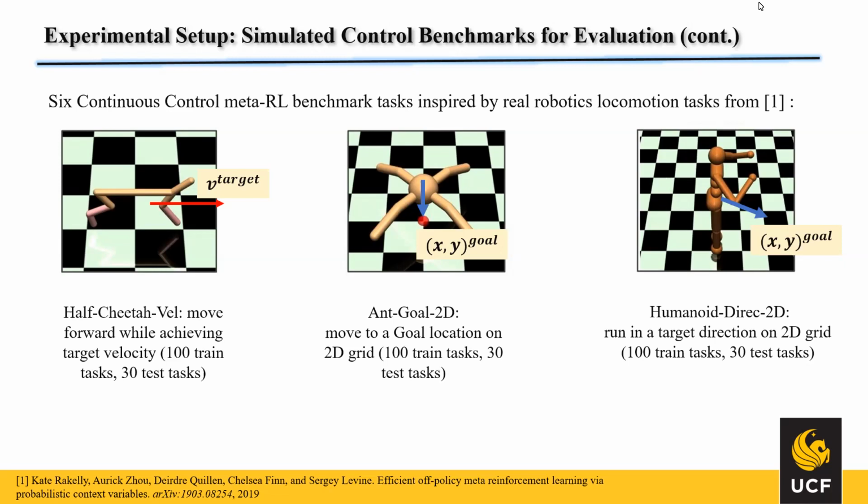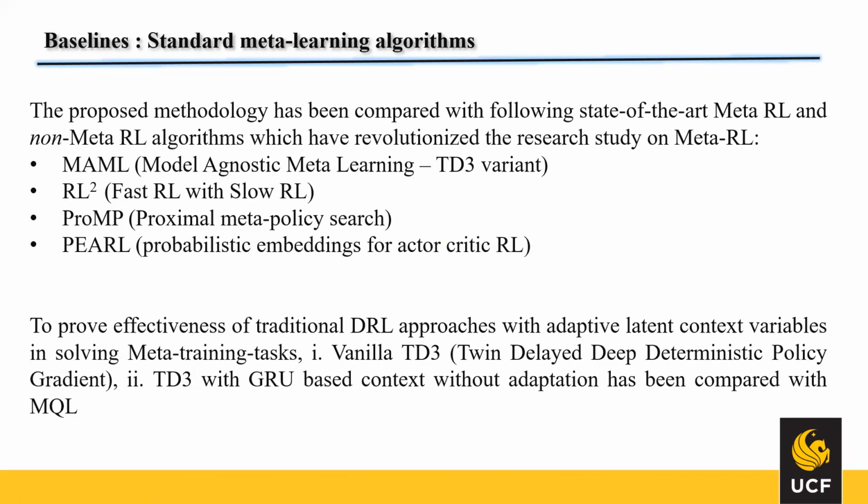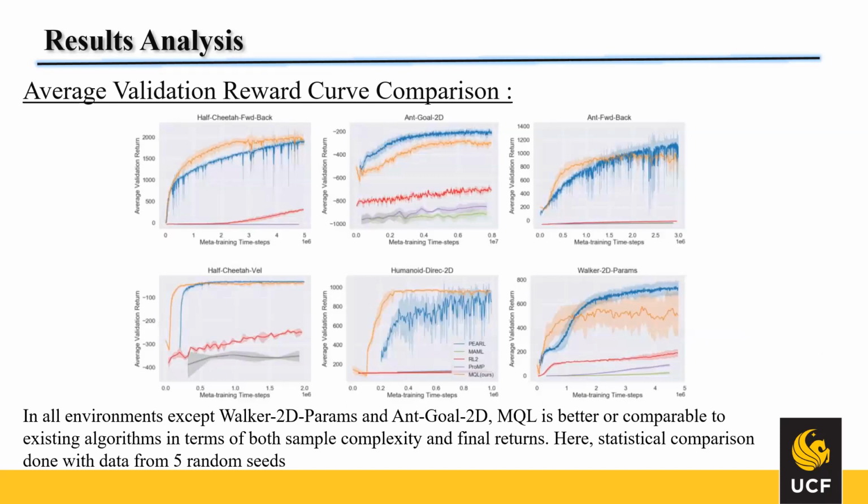If we go into the next slide, we can see the algorithms that they used for the evaluation. They used both state-of-the-art meta-RL and non-meta-RL algorithms. They used these 4 algorithms for the evaluation, and we are going to see the results compared with TD3 and MetaQ learning. In this figure, the yellow line is the result for the MetaQ learning. On the 6 benchmarks that we discussed earlier, the MetaQ learning outperforms most of the algorithms on most of the benchmarks.